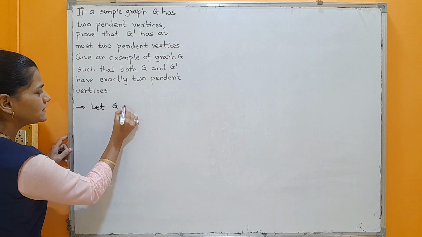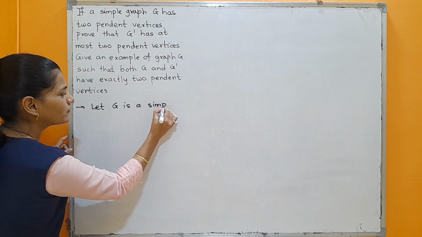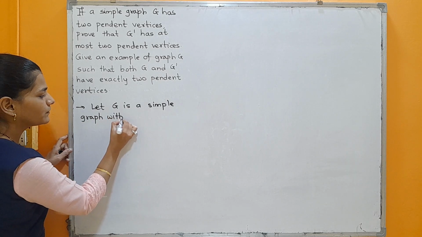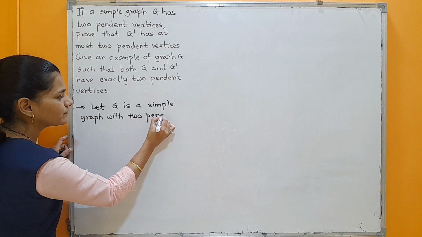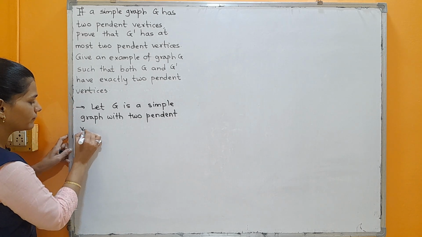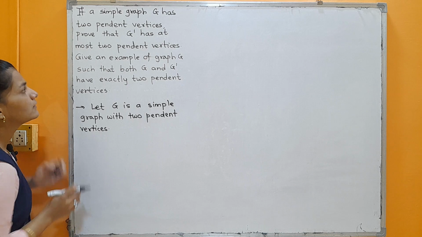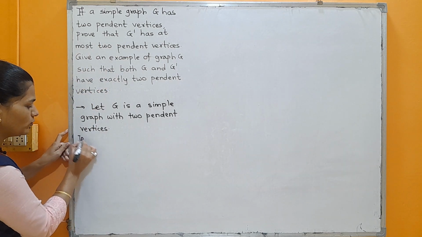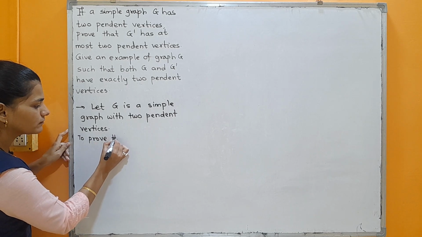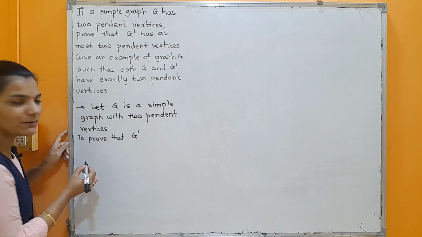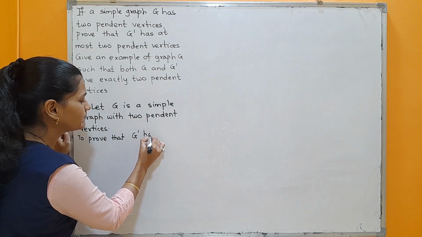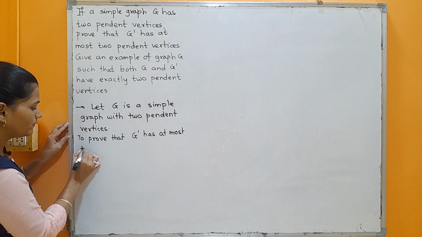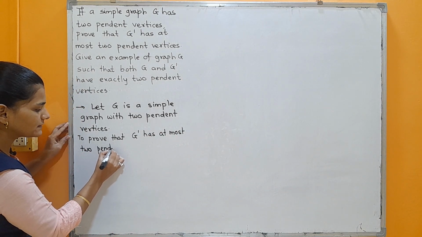Let G be a simple graph with two pendant vertices. And we want to prove that G dash, the complement of graph G, has at most two pendant vertices.